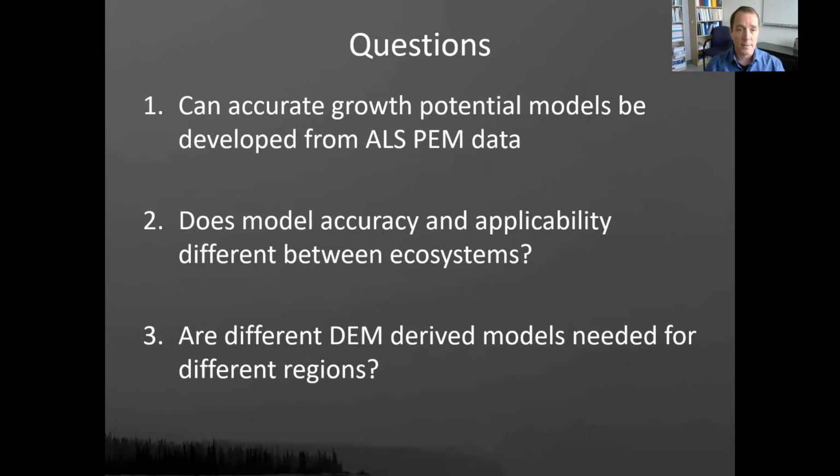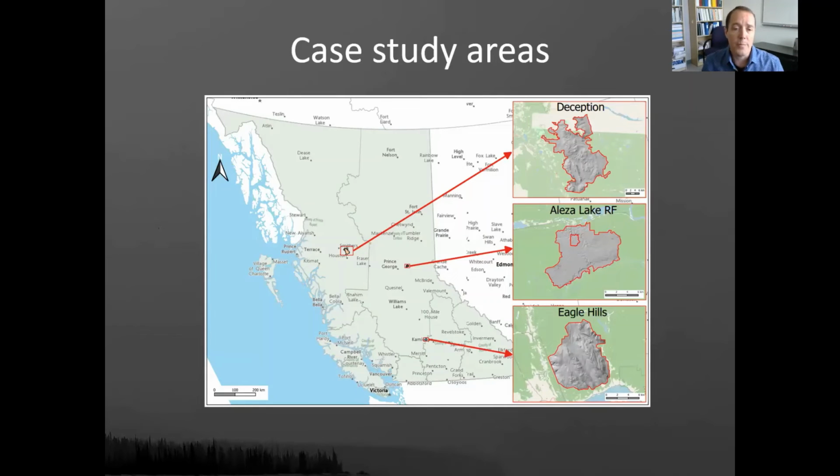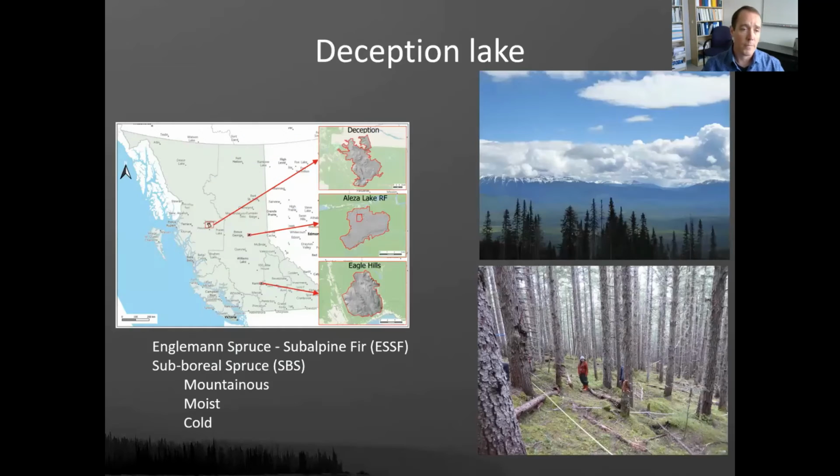So to approach this, we tried to develop these types of techniques in three different case study regions that were spread throughout BC and Western Canada. Now, I'll just spend a little bit of time talking about the forest types that we were using here to give you an idea about where the model is being fit. So to begin with, in the northwest part of the province at our Deception Lake field site, this is an area that at higher elevations is dominated by Engelmann spruce, subalpine fir. Once you get down to lower elevations, it's primarily sub-boreal spruce.